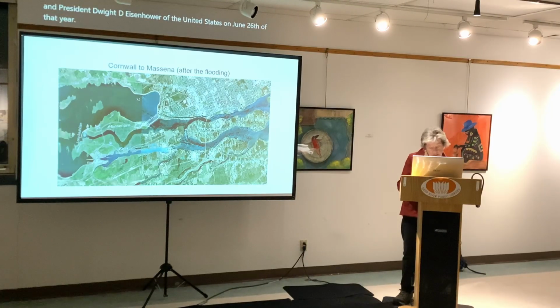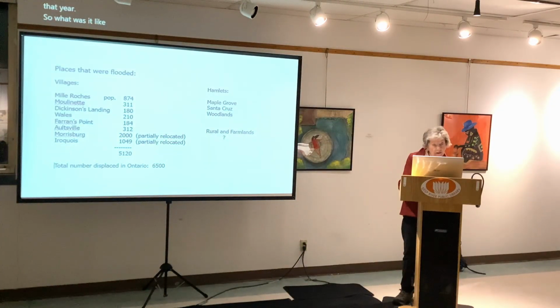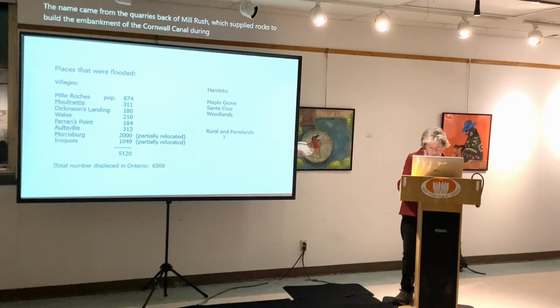Okay. So what was it like before the flooding? Well, the places that were flooding were my village, which was Millrush. That's how we pronounce it, just like Rapid des Swashim became Swisha. The name came from the quarries back of Millrush, which supplied rocks to build the embankment of the Cornwall Canal during 1834 to 1842.